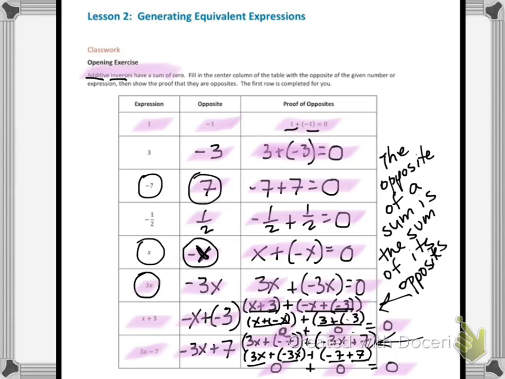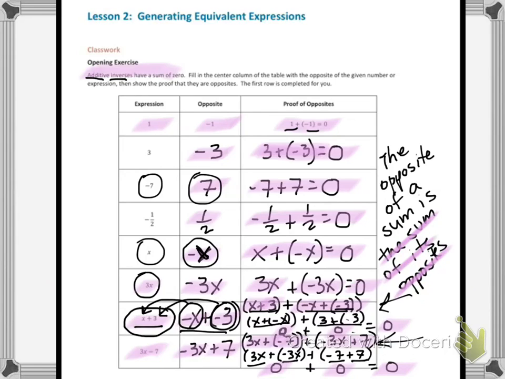here is my sum right here. If I do x plus 3, now the opposite of that sum is the sum of its opposites. Okay, so in this case, I have negative x is the opposite of x, and then negative 3 is the opposite of 3. Okay, so this sum that I've written, x plus 3, the opposite of it is this, which is the sum of its opposites.